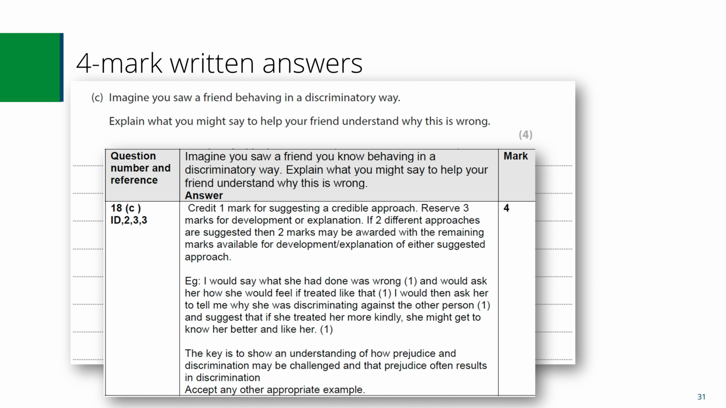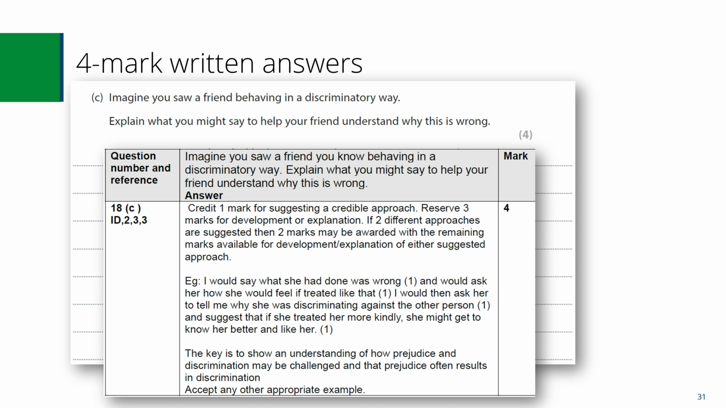Imagine you saw a friend behaving in a discriminatory way. Explain what you might say to help your friend understand why this is wrong. The mark scheme gives guidance that there's 1 mark for a creditable approach or idea, but then up to 3 marks for further development and explanation.